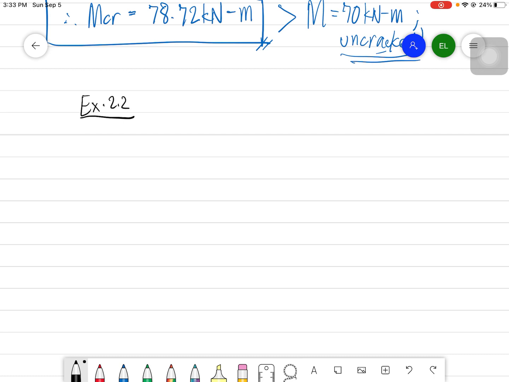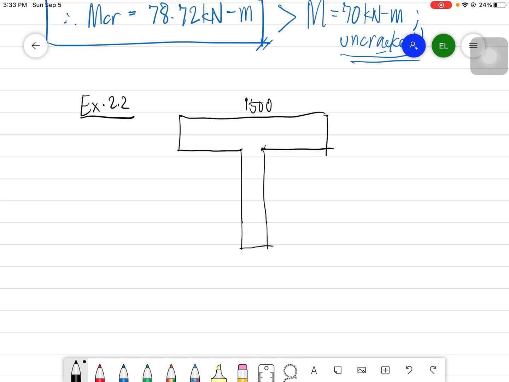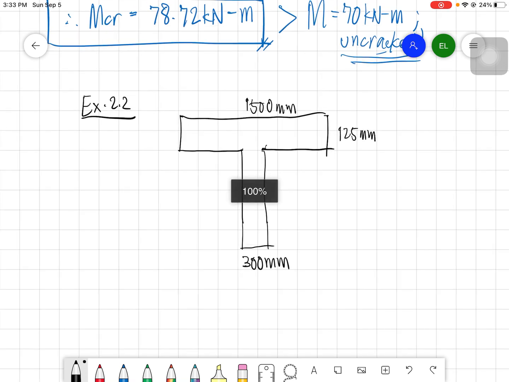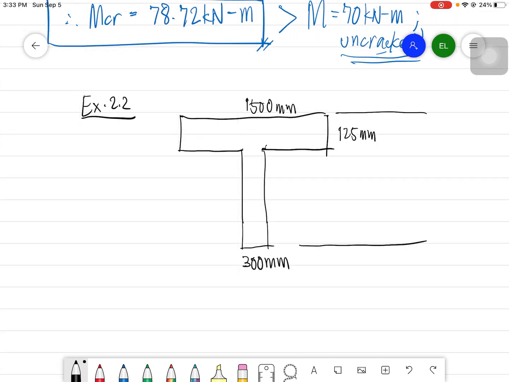Okay, example 2.2. So let me draw, guys, the T-beam. So 1500 mm. So this is 125 mm, the thickness of the flange. Then this is 300 mm. Then you have a total depth of 800 mm.